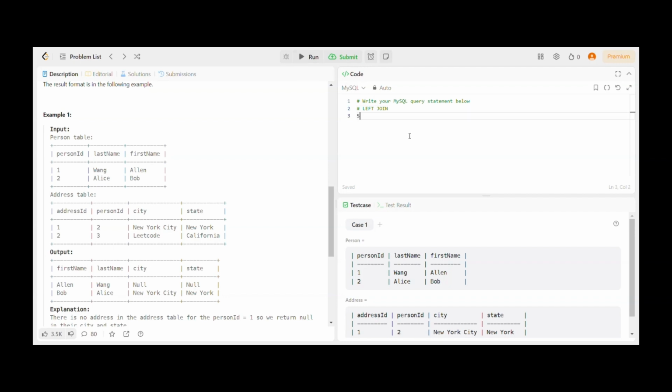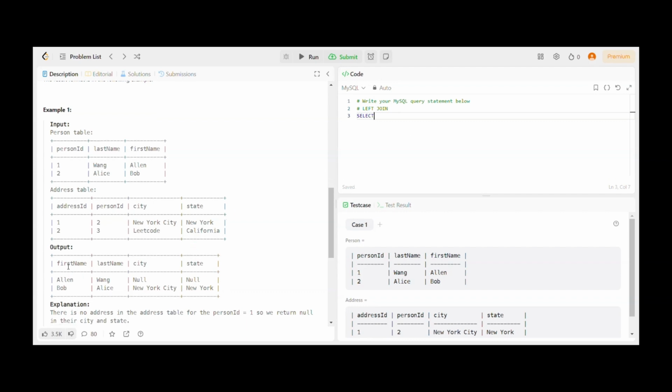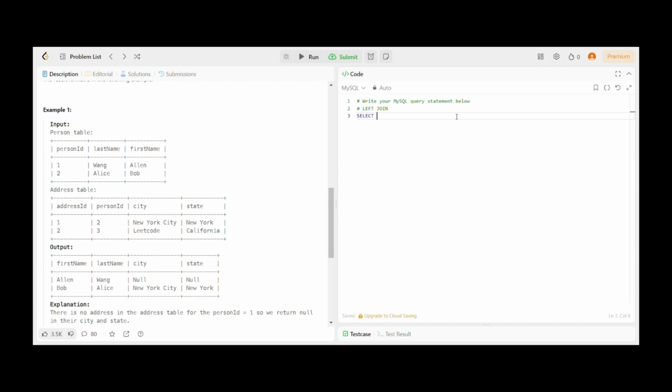So what we are going to do is first select what we want over here. We want the first name. Is the first name present in any table? Yes, it is present in the person table, correct? We'll just minimize this.